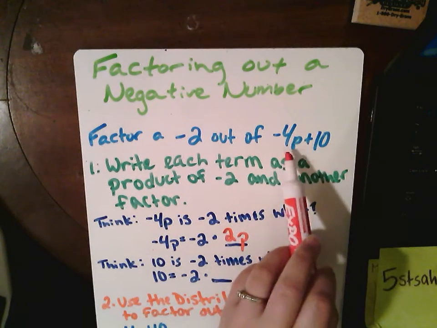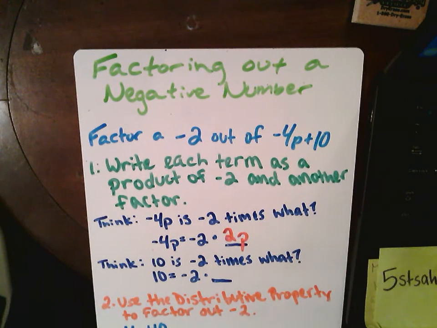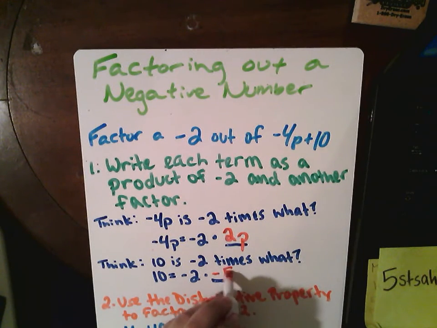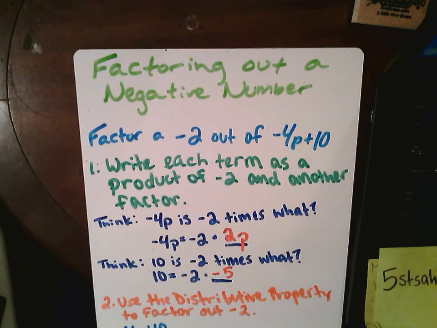Now, because I have -4p plus 10, I need to look at 10 is -2 times what? Because I'm trying to figure out both of these factors. I'm trying to get that -2 out of both of them. So -2 times what gives us 10? Again, a negative times a negative will give us that positive, so this is going to be a negative in our answer. And 2 times what gives me 10? Well, 2 times 5 gives me 10, so -5.